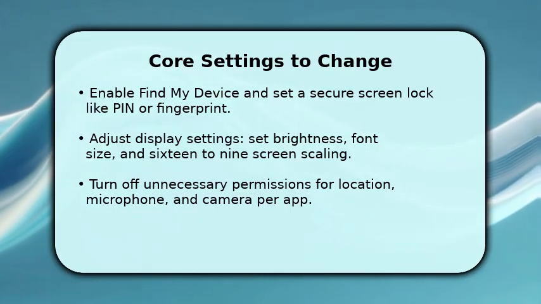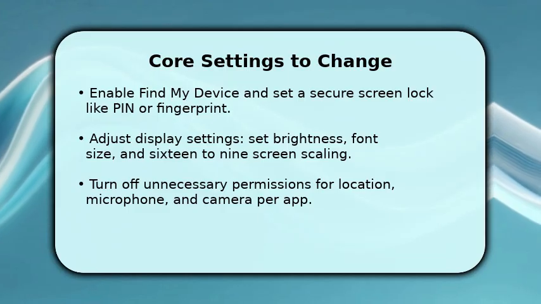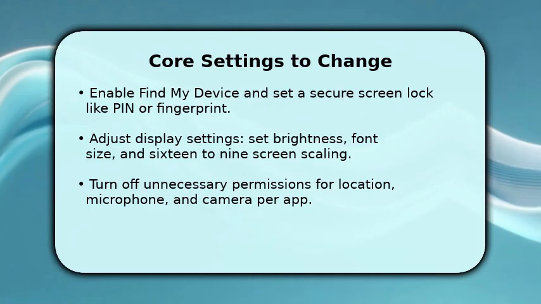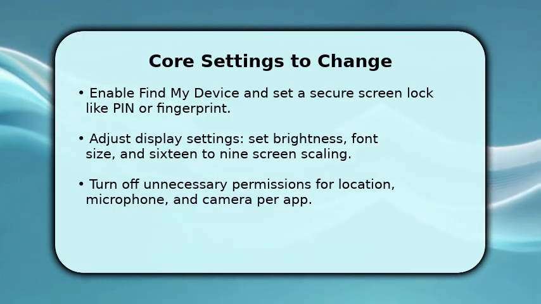Open Settings and go to Display to adjust brightness, font size, and 16:9 screen scaling options. Navigate to Privacy and Permissions to review location, microphone, and camera access for each app. Disable permissions you do not need to protect your data and battery.